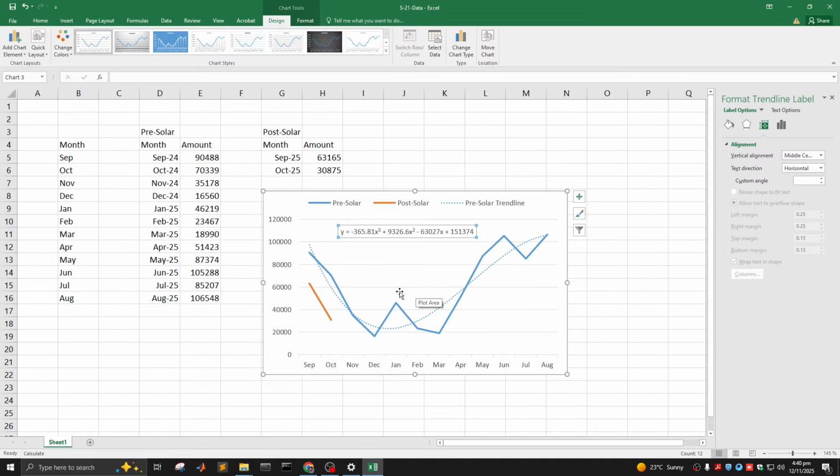So we're gonna dive further deep into this. We've got pre-solar data, the original data. We've got a trend line representing the original data. We've got the equation for the trend line also, and we've got two data points on the post-solar data.